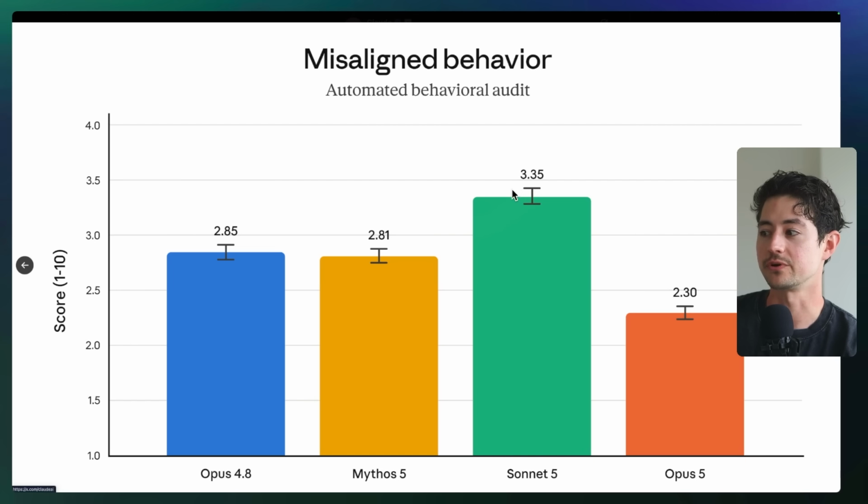Sonnet 5 was at 3.35, but Opus 5 is way below all of them at 2.3, which really just tells you not only is this model smarter, significantly cheaper, significantly better at a lot of specific tool calling tasks like the automation bench and a variety of terminal bench workflows, but it's also a lot safer, which really makes this a win-win across the board. What does this mean for AI more generally?